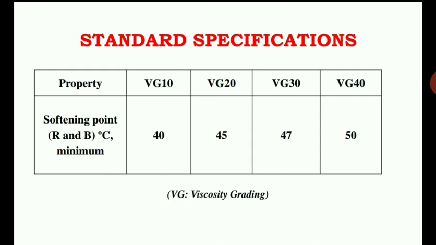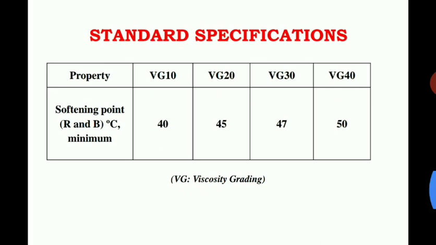Here you can see the standard specification of the bitumen with respect to the softening point. They have concluded the viscosity grading of the bitumen. If the softening point is 40 degrees Celsius, it is considered VG10. If the softening point is 45 degrees Celsius, it is VG20. Similarly, if it is 47, it is VG30, and if it is 50, it is considered VG40. So these are the specifications of the softening point.